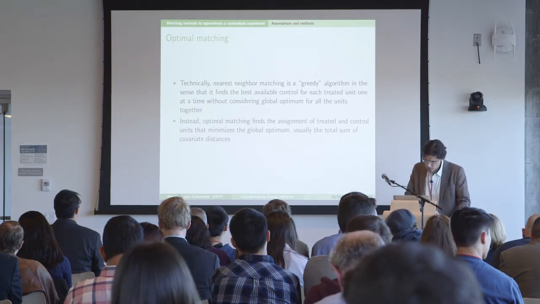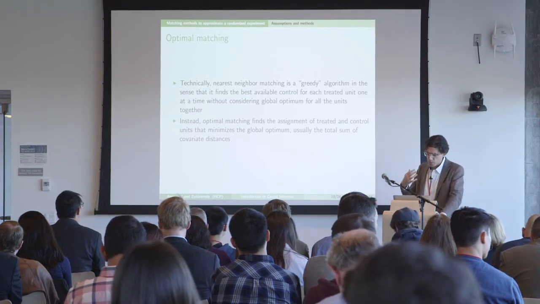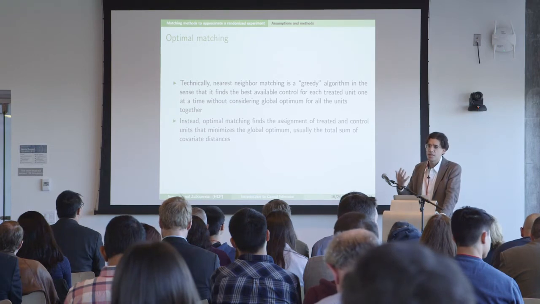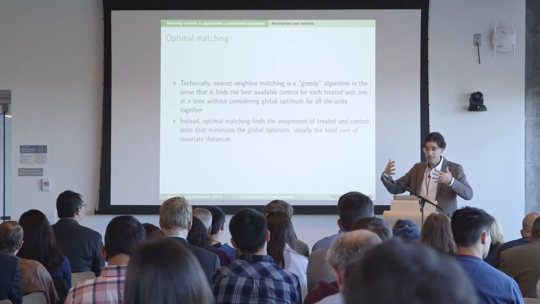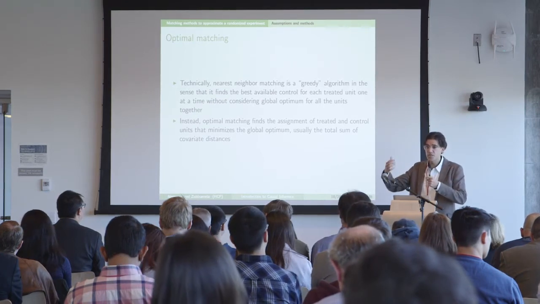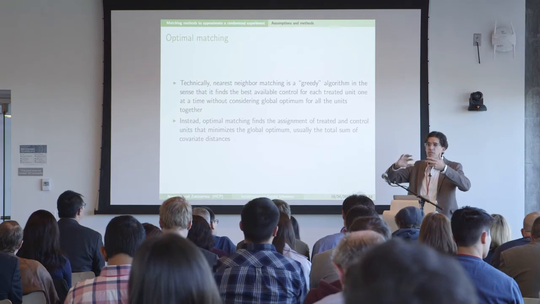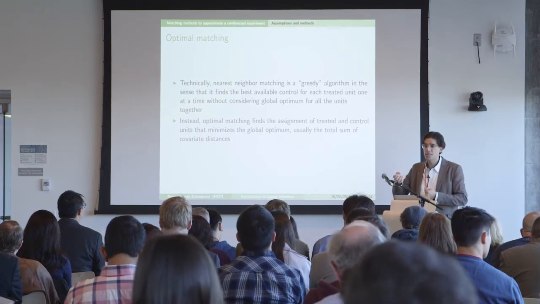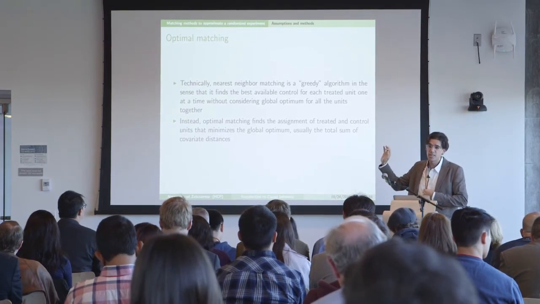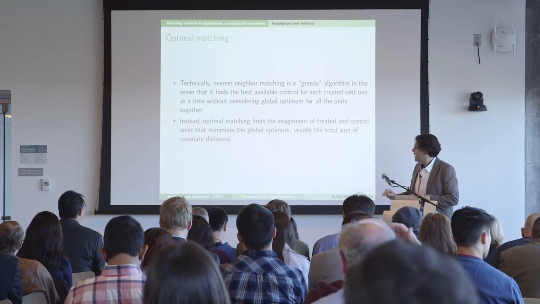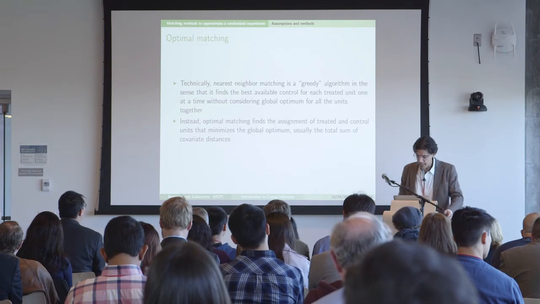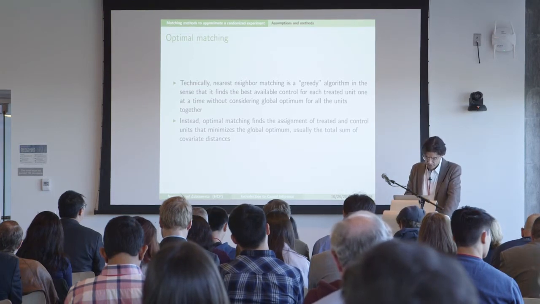developed by Paul Rosenbaum, Ben Hansen, and others, where they develop these algorithms for optimal matching, where, using most of the time network flow algorithms, they find at once, not making these one at a time decisions, the optimal configuration of treatment and control subjects that minimizes the total sum of covariate distances. Right? And a version of this problem is the assignment algorithm in the optimization literature.